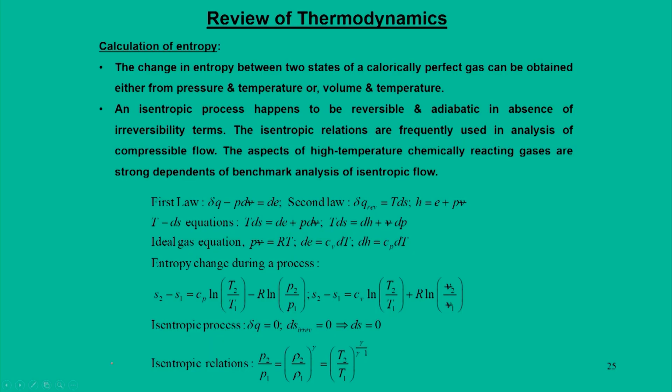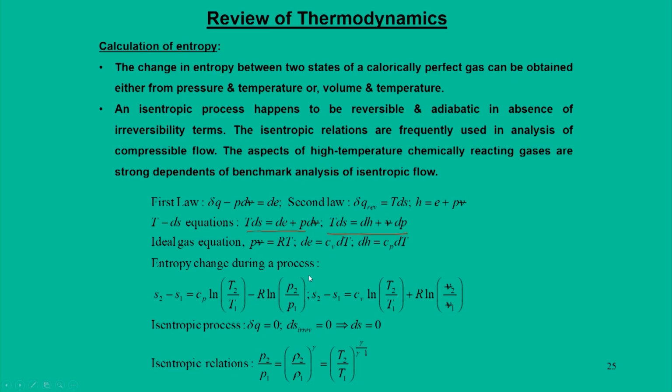Then it is very essential that when you combine the first law and second law, we get two important equations that involve all types of thermodynamic properties. They are called the TdS equations: TdS is equal to dE plus PdV, and TdS is equal to dH minus VdP. If you look at these two equations, all the parameters involved here are properties, so they are true and can be used for any kind of system and any kind of process.